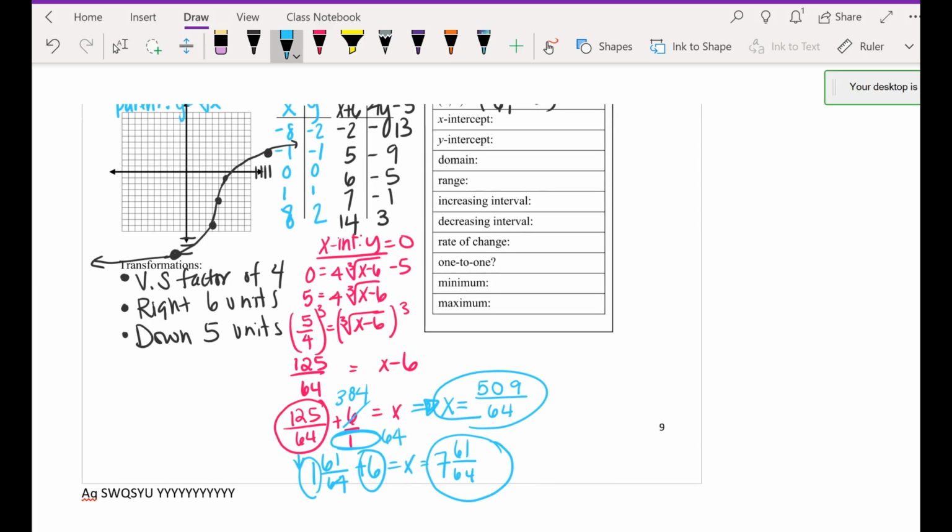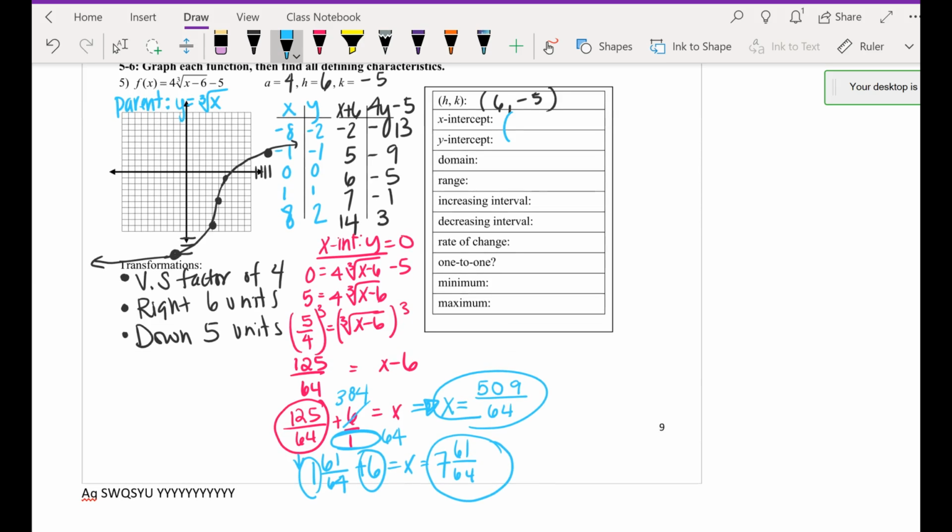So x-intercept, write it as an ordered pair. We're going to go with, which one? Mixed or improper? Mixed. 7 and 61 over 64, comma 0. Y-intercept? None? No. There is one. Can we eyeball that one? No. So let's find it.